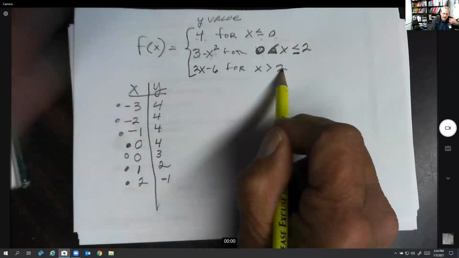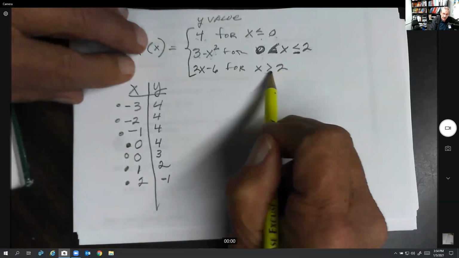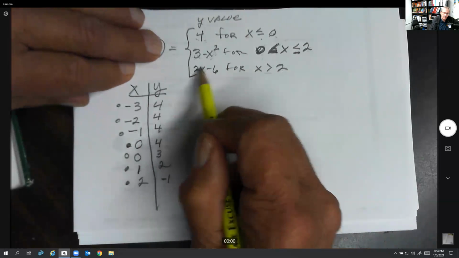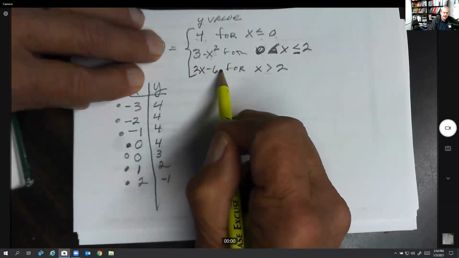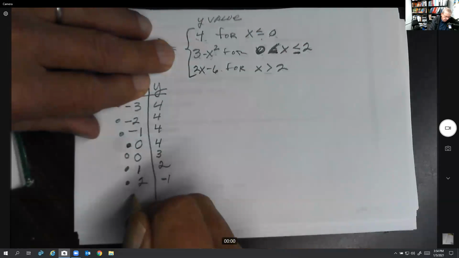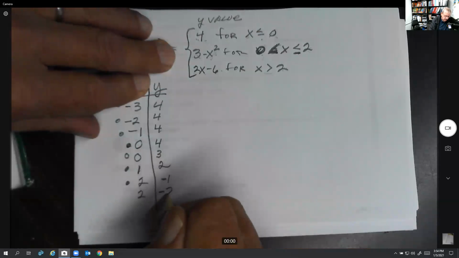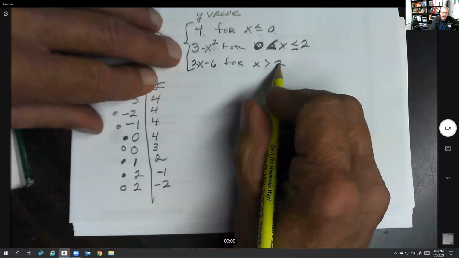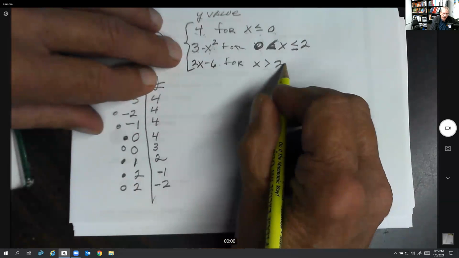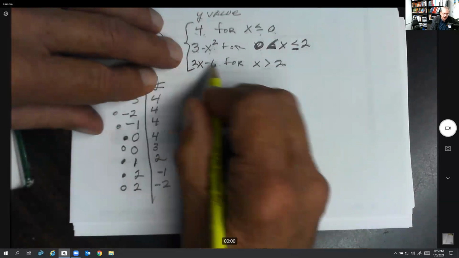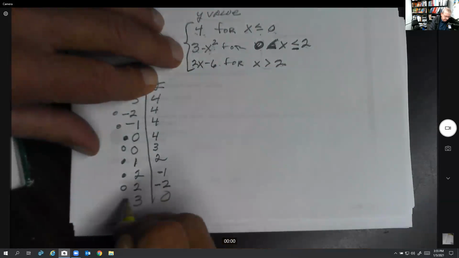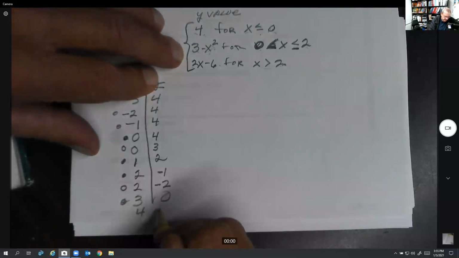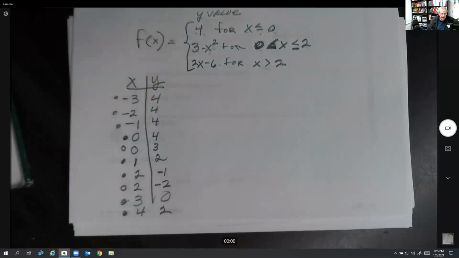But then it says it has another 2, but this doesn't have an equal sign, so it's not exact. So when we put in a 2, 2 times 2 is 4, minus 6 is negative 2. So when I put in a 2, it's a negative 2, but that's going to be open. When I put a 3 in, well, that is a number less than, so that's going to be an exact answer. I put a 3 in here, I should get a 0. And I do one more. When I put a 4 in here, I get 8 minus 6 is 2. And that's also an exact answer.